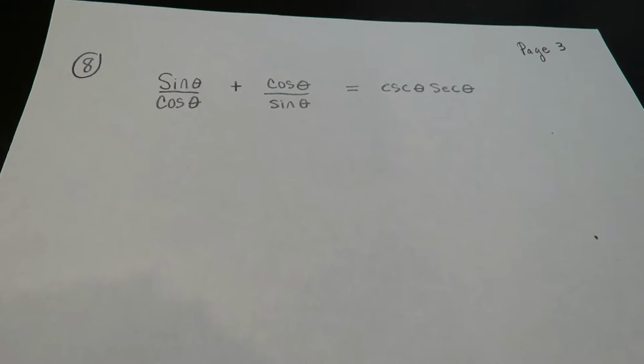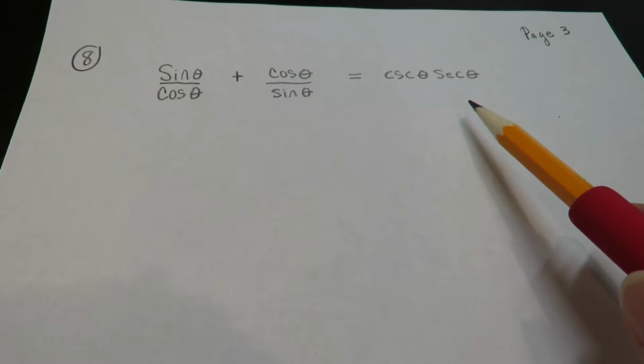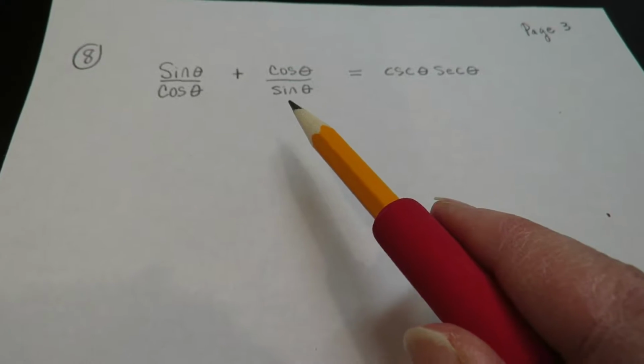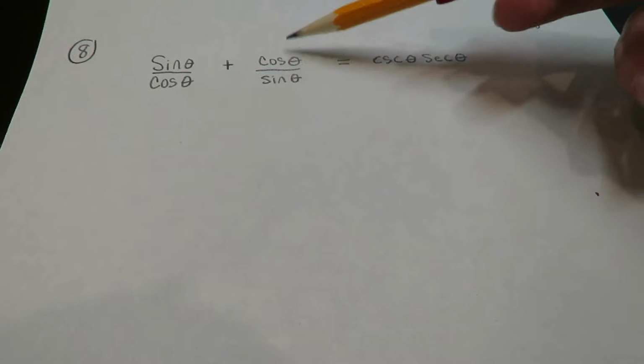This one's an identity. You want to make the left side look like the right side without moving anything across the equal sign. So to say that another way, you basically want to modify this to look like that.